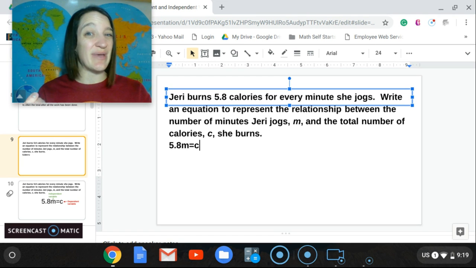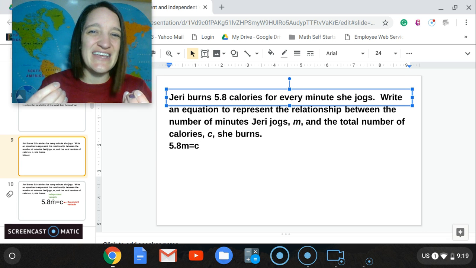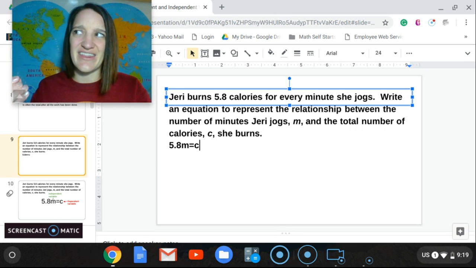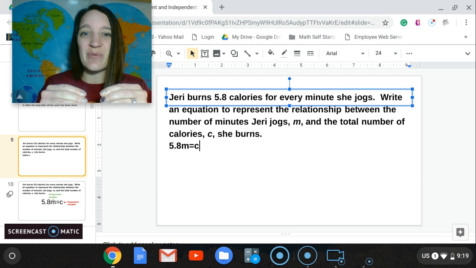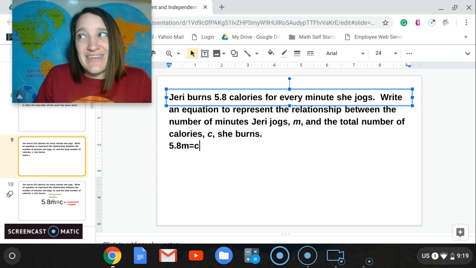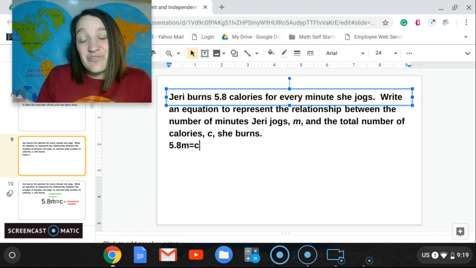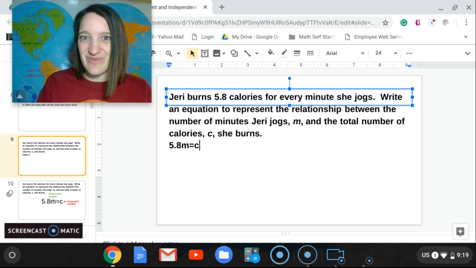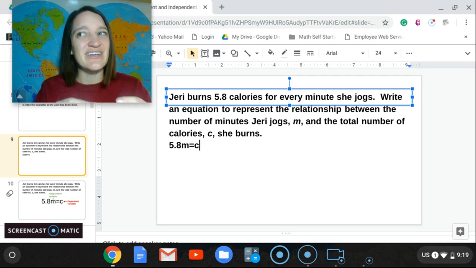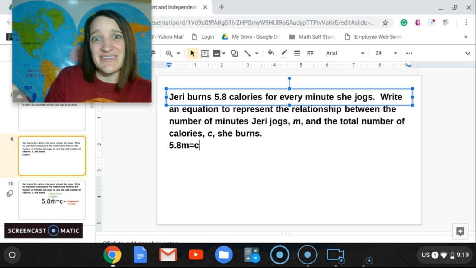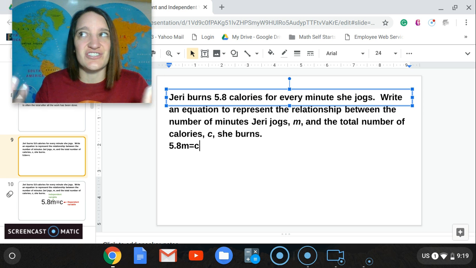One of those is independent, one of those is dependent. So what you got to think today is which one depends on the other one to know what it is. And in this example, Jerry won't know how many calories she's burned until what? Until she knows how many minutes she's ran, right? So the amount of calories she's burned depends on how many minutes she ran. If she didn't run any minutes, she didn't lose any calories.